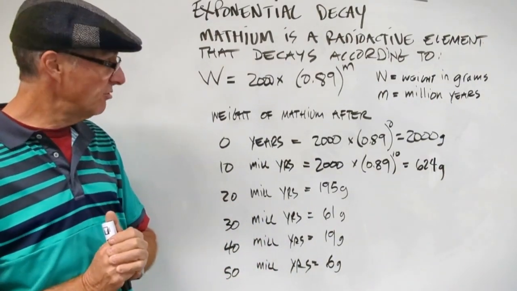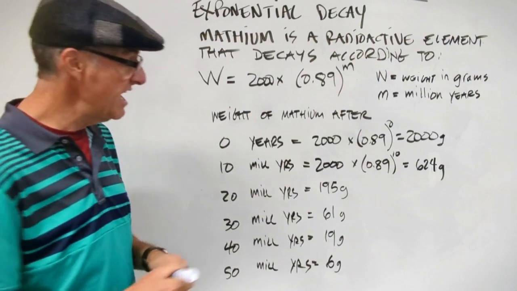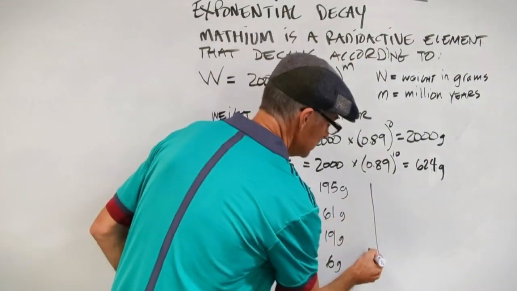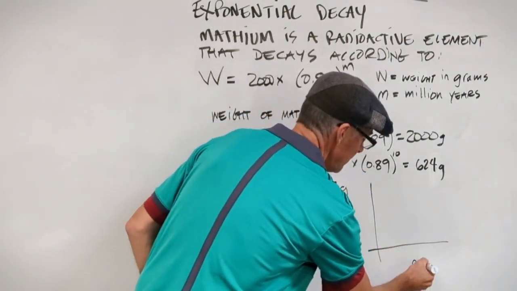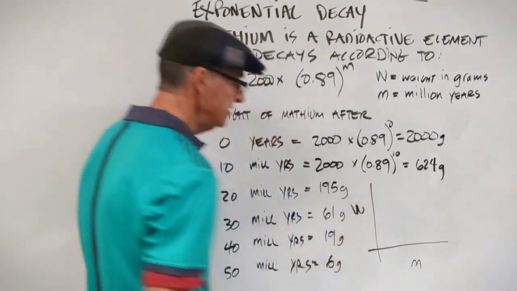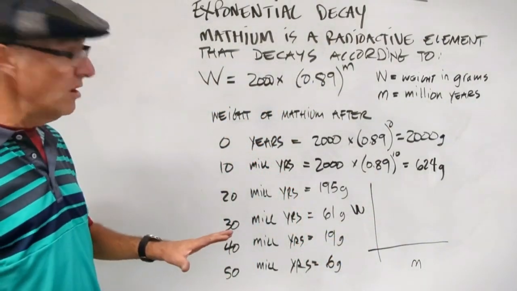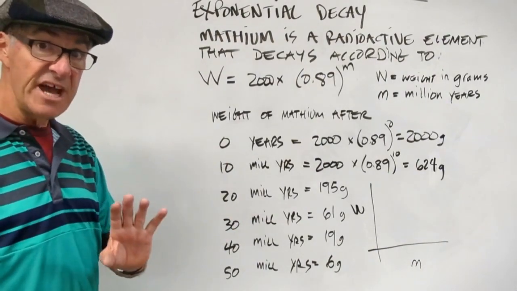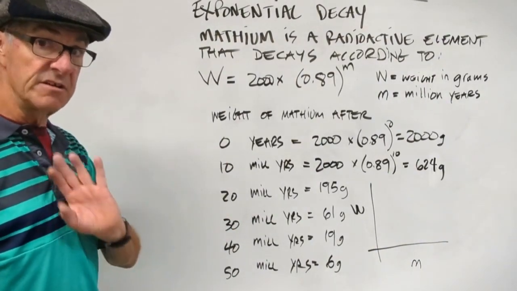Now, I want you to make a graph of this situation. And again, what we're gonna do is time is gonna be your independent variable. That's millions of years. And this is going to be your weight in grams. So I want you to pause the video and make a nice graph with scaled axes like we did in the last one, and then come back.